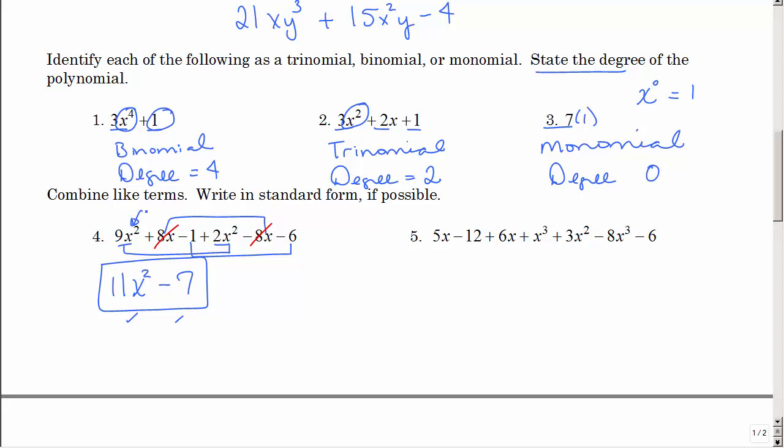Look at what I'm going to do on number 5. Because I know I want it in standard form, I'm going to look for the highest degree. So I have x cubed and I have negative 8x cubed. So I'm going to put that together first. That's negative 7x cubed. Then I'm going to look for the x squares. Do I have any? Yes, I do. Do I have any more? No, I don't.